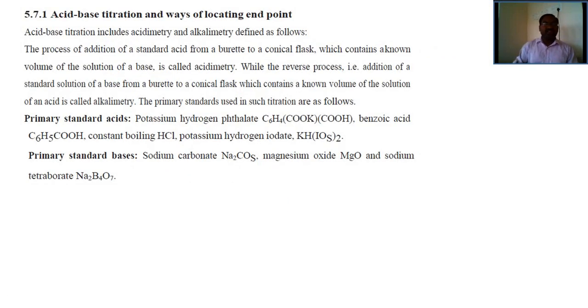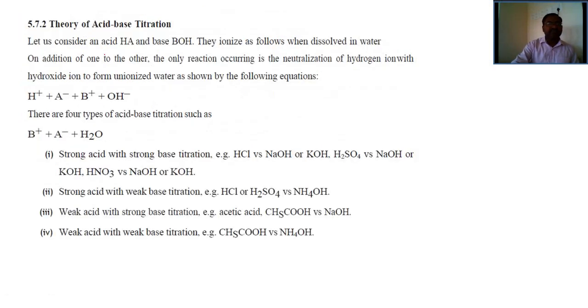First, we'll move on to acid-base titration. Already you know what acid and base are. Acid means the substance which donates H plus. The substance which produces OH minus, that is what? Base. These are all primary standards, acids and bases.